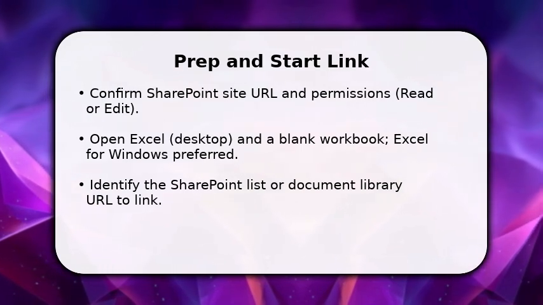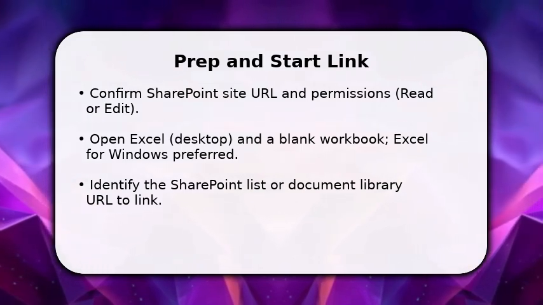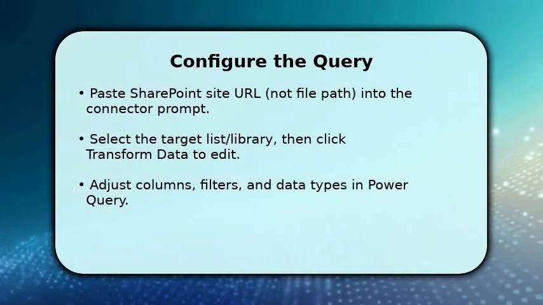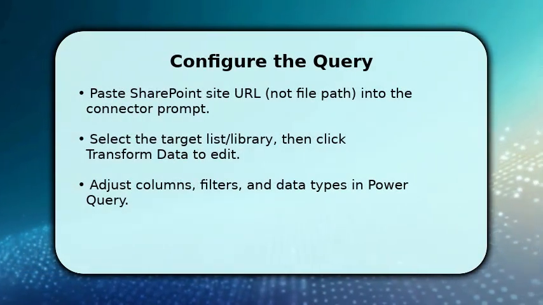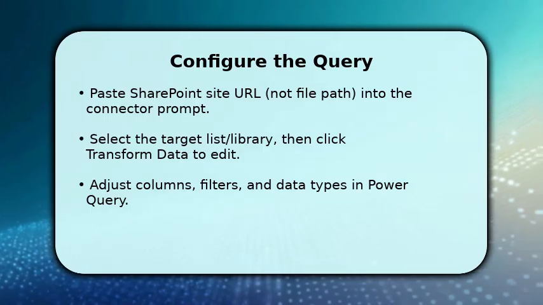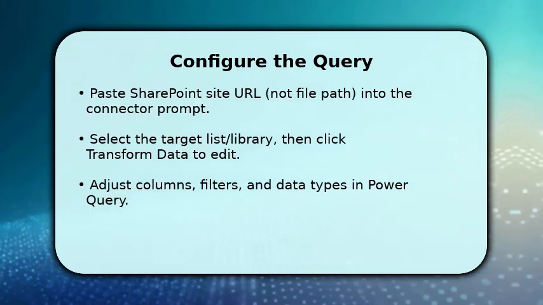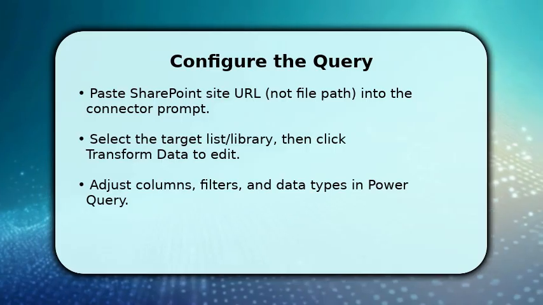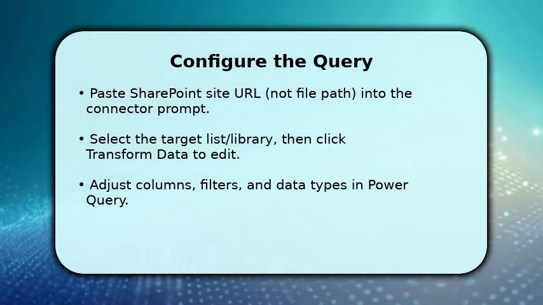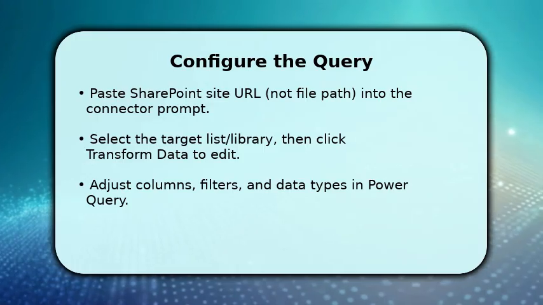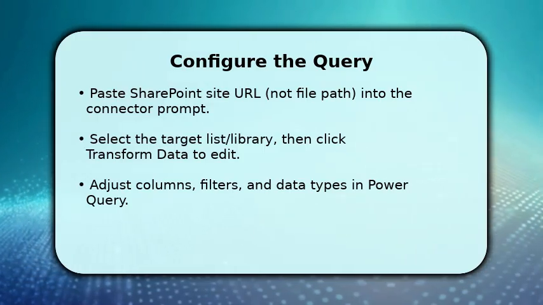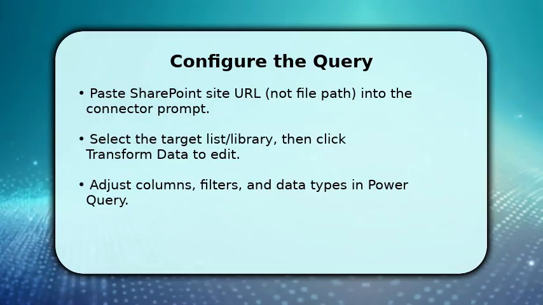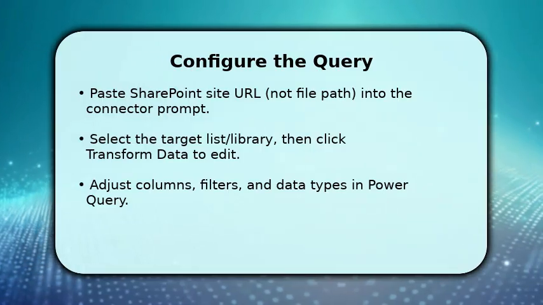Once you paste the SharePoint site URL into the connector, Excel shows available lists and libraries. Select the one you need and hit Transform Data to open Power Query. Here you shape the data, remove unnecessary columns, rename headers, set proper data types, and apply filters to limit rows. Make sure to use applied steps for reproducibility. Because Power Query stores the transformation, future refreshes will repeat the exact actions.